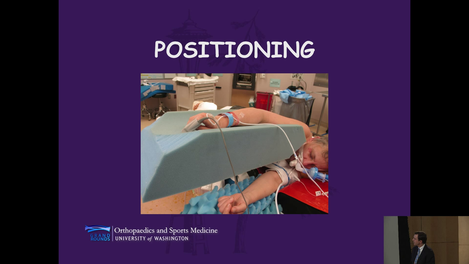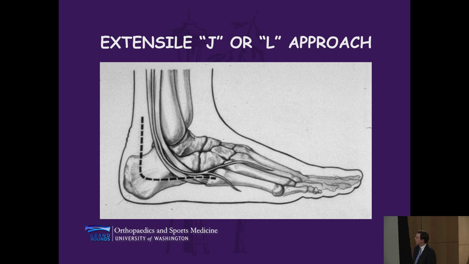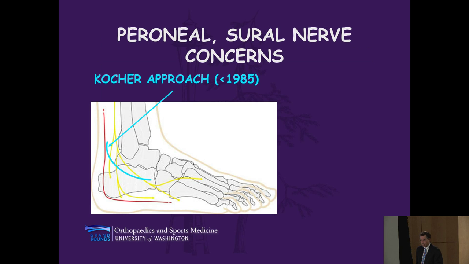The extensile approach is essentially a J or an L, and it's based on whether you're doing a right or a left heel. And you can see that this is very different from what we initially had embarked on, that Emil Trinell talked about. This was essentially the COCA approach, which was done prior to 1985. And you can see the blue line there. That was the surgical incision. And we did this because Emil showed us that this is the way he was managing them.